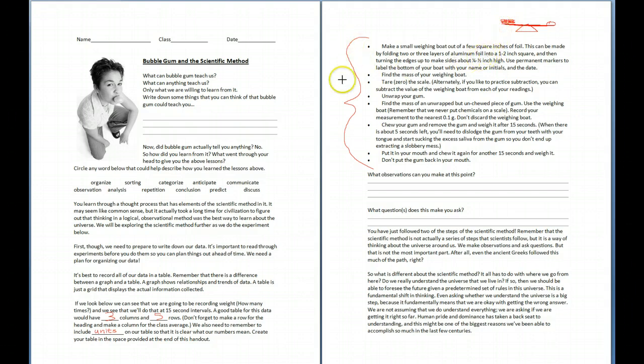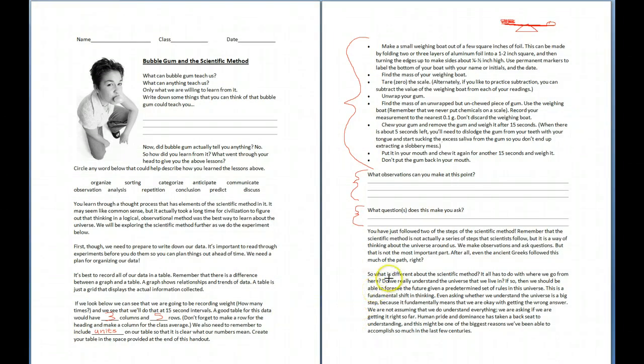So I want you to go ahead and try to do this experiment. We'll pause this video, and once you've done it, I want you to answer these questions here. What observations can you make after you do the experiment, and what questions does that make you ask? And we'll talk about it as soon as you come back.